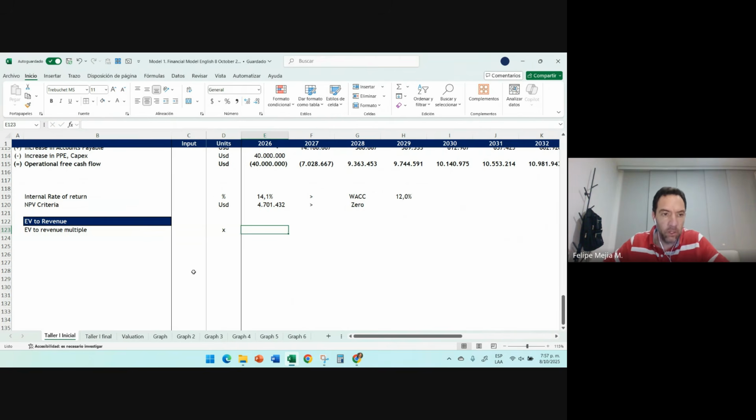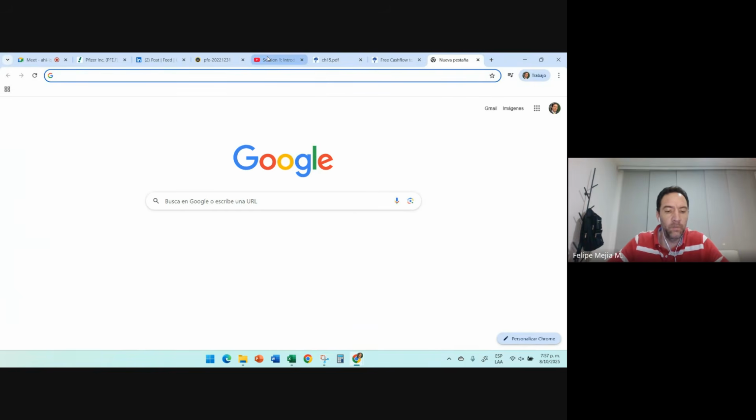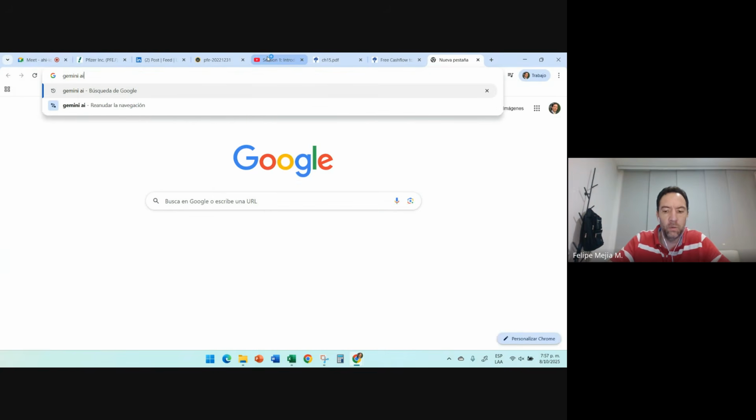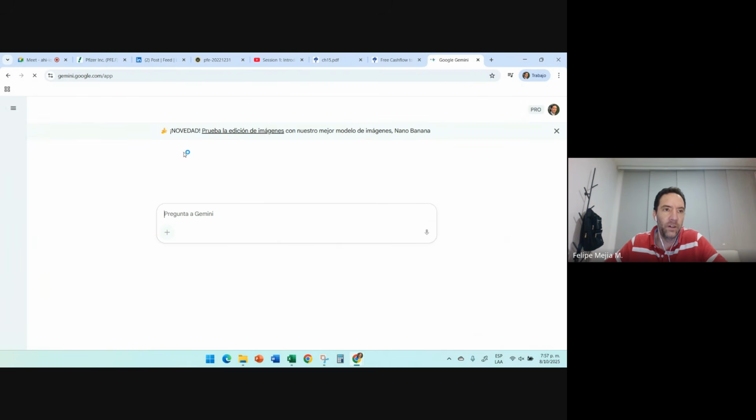So pay attention to what I'm going to do here. I'm going to open whatever artificial intelligence I'm going to have. I like to use Gemini, but for a reason that's weird, when I open ChatGPT, it shows, okay, Google's also doing that.